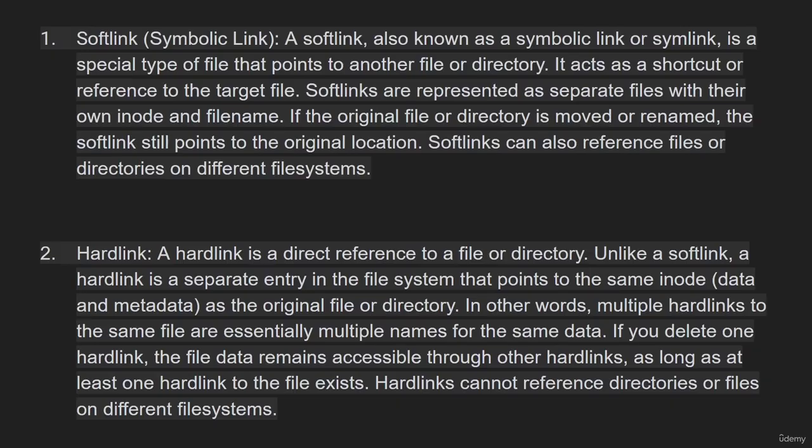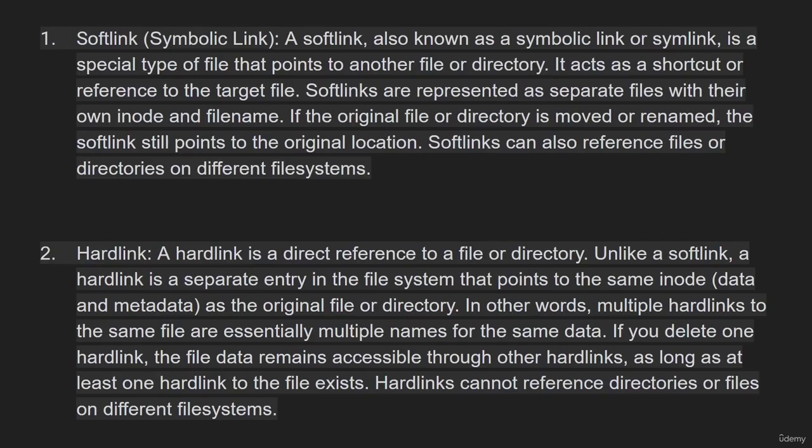A hard link is a direct reference to a file or a directory. Unlike a soft link, a hard link is a separate entry in the file system that points to the same inode, data and metadata as the original file or directory. In other words, multiple hard links to the same file are essentially multiple names for the same data. If you delete one hard link, the file data remains accessible through other hard links, as long as at least one hard link to the file exists. Hard links cannot reference directories or a file on a different file system. Basically, what it is saying is that a hard link is not directly connected to your file, it is connected to your file system's inode number.